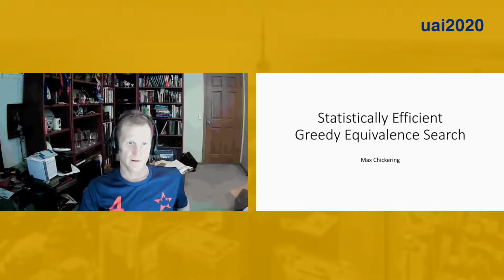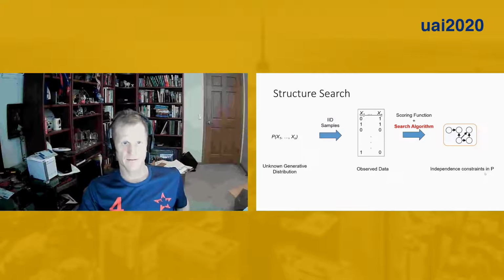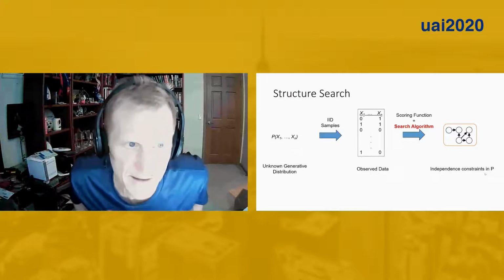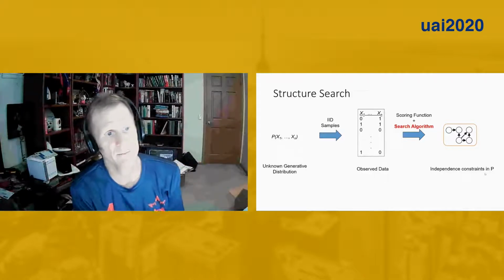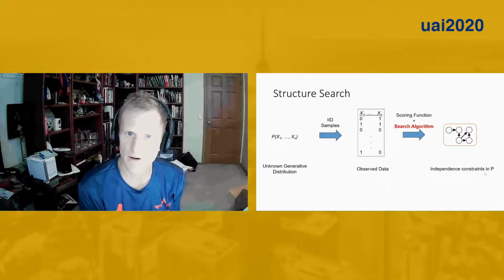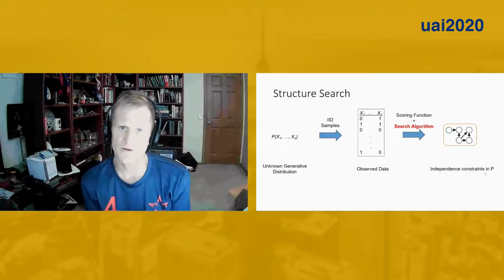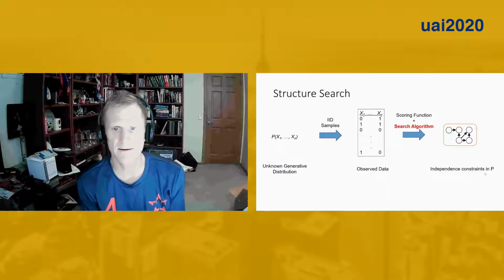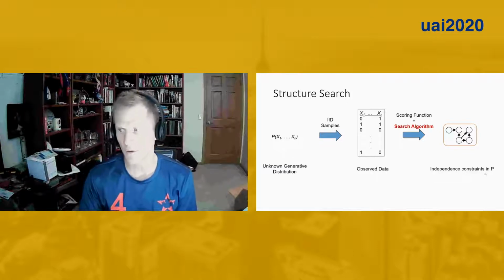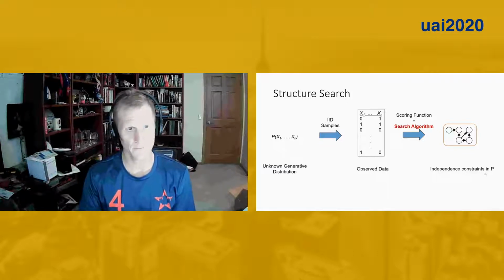Greedy Equivalence Search and the statistically efficient variant of it are both structure search algorithms. And the name of the game here is that you have an observed set of data that's sampled IID from some unknown generative distribution. And you want to use a scoring function and a search algorithm to identify the independence constraints that hold in that distribution.